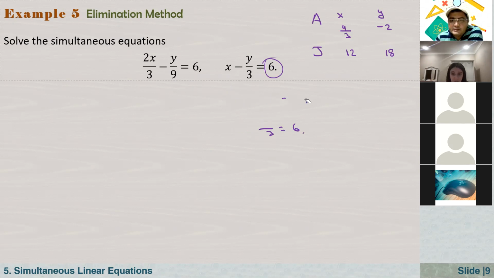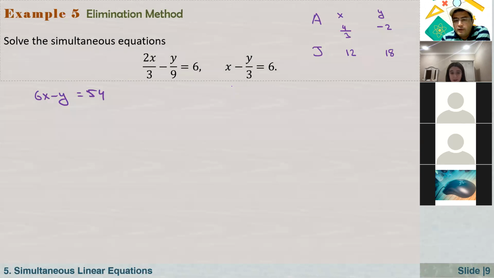Okay, let's see. Ayan, where did you make a mistake? I think I made a mistake because before I started calculating, I multiplied them to get rid of the denominators. You multiplied by what number? In the first one, I multiplied by 9. Okay, if you multiply by 9, here we have 6x minus y equals 54. The next one, you multiply by 3. I understood my mistake. I didn't multiply the last numbers. I didn't get 54, I have 6 there. Good. Actually, usually a lot of students make mistakes when you multiply both sides.